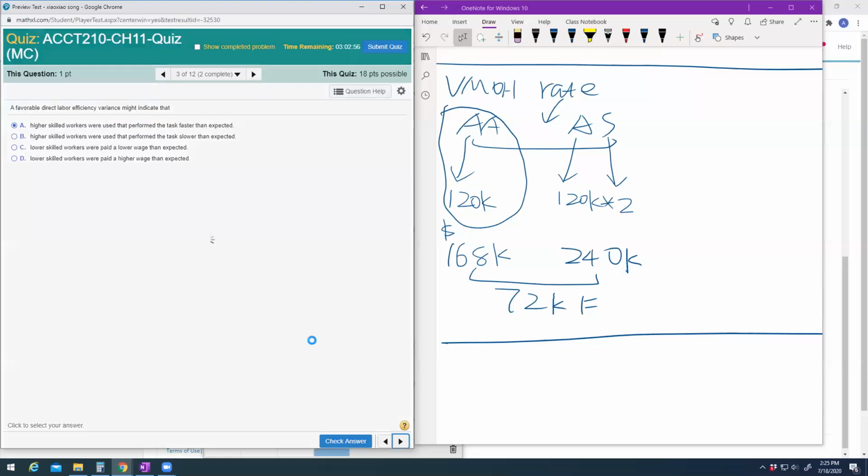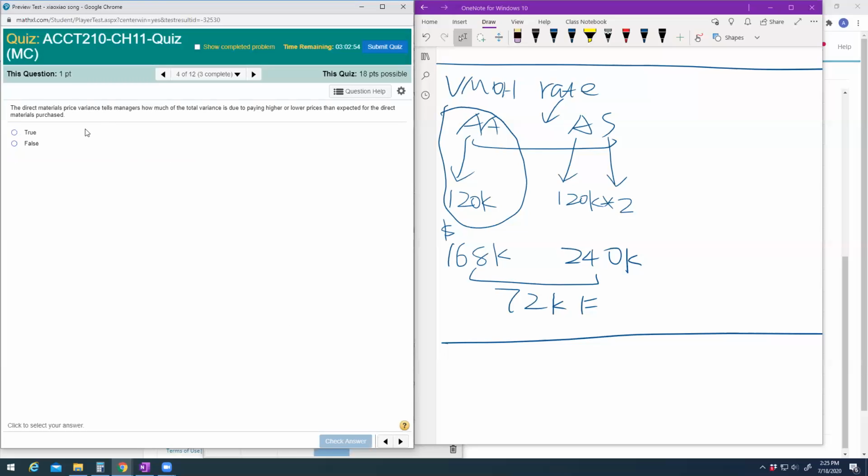Okay. Next one. Direct material price variance. Direct material price variance tells the manager how much of the total variance is due to paying a higher or lower price than expected for the direct material. I think that's right. Again, it's a concept question, and I'll give you some idea. You have to at least read that paragraph. I ask you direct material here, but I may ask you direct labor in the exam.